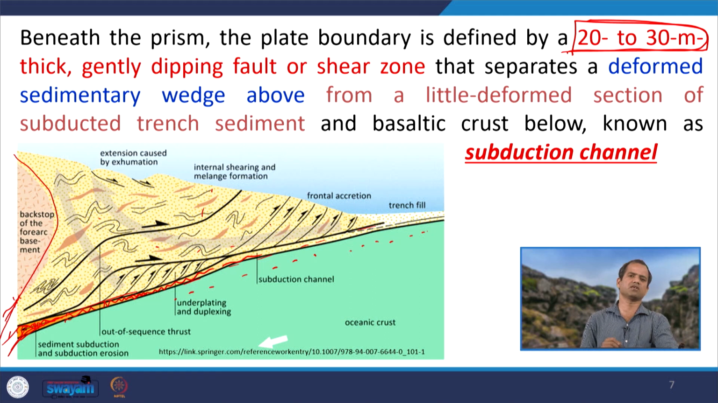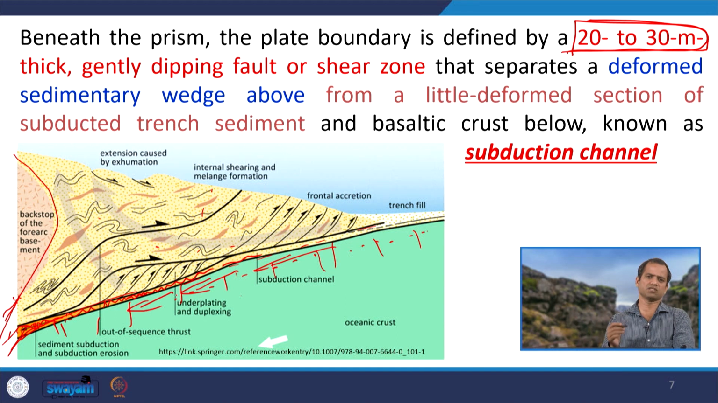accretionary prism, or the sedimentary body, which is highly deformed, thrusted, faulted and folded because it is a compressional zone, from the lower area, which represents the oceanic lithosphere, of basaltic origin or basaltic crust, along with some part of the sediment which is totally welded and consolidated there. So this oceanic lithosphere is taking the basaltic system, as well as some part of the sediment, down, and some part of the sediment is scraped off here, forming the accretionary prism. And this is called the subduction channel.